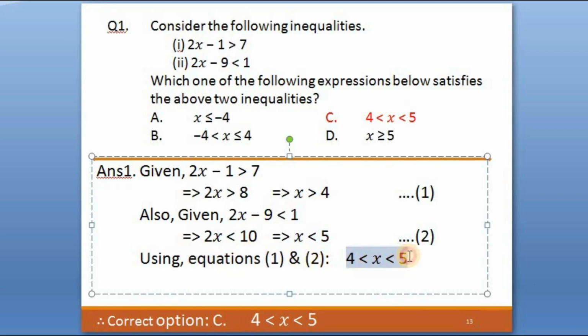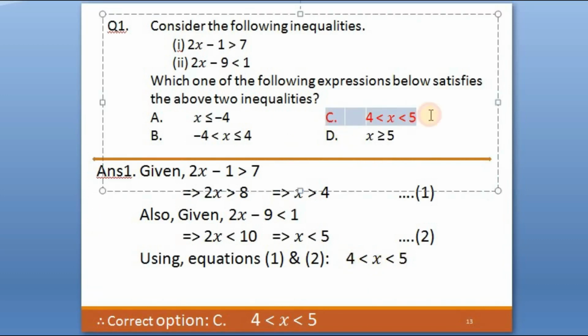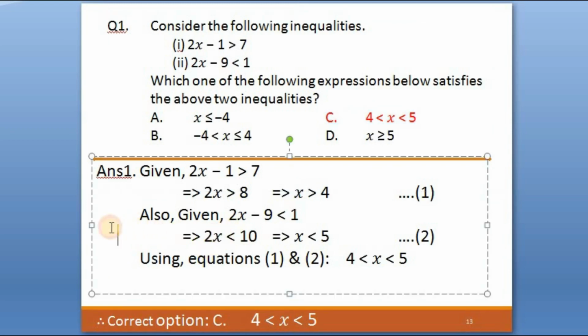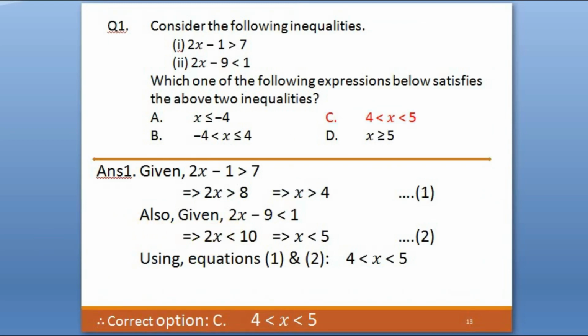we can frame the x expression. Since equation 1 says x is greater than 4, so x is greater than 4, and equation 2 says x is less than 5, so x is less than 5. So the range we obtained is x lies between 4 and 5. So C is the right answer. I think this question is clear to everyone. Now let's move to the second question.